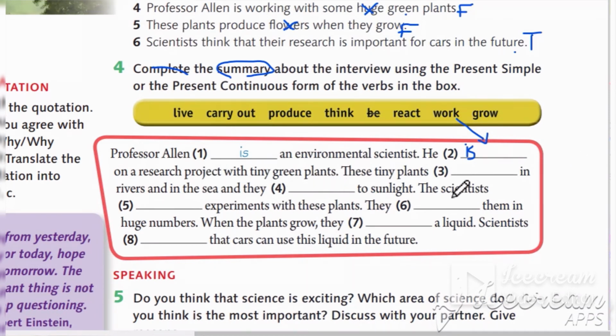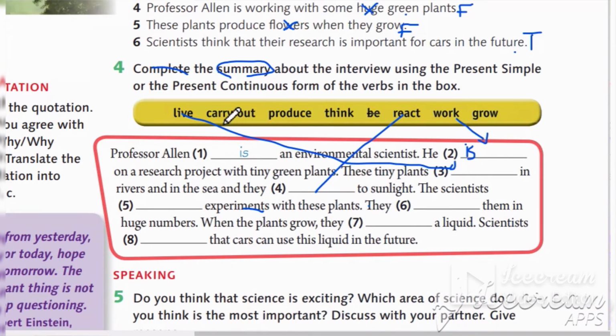These tiny plants live in the rivers and the sea. Excellent. We are talking about a fact and a state, right? They live. Okay. And they react to the sunlight. Excellent. The scientists' experiments, focus here, experiment is what? A verb. With these plants are carrying out.